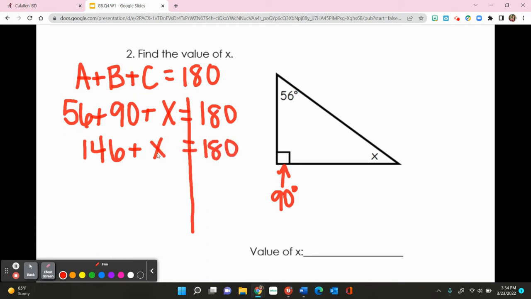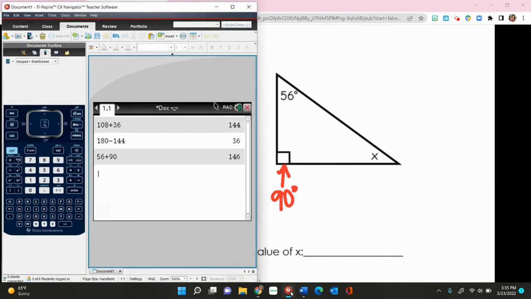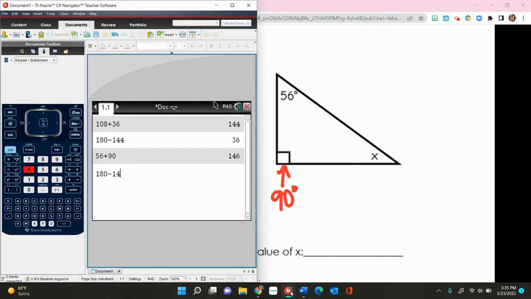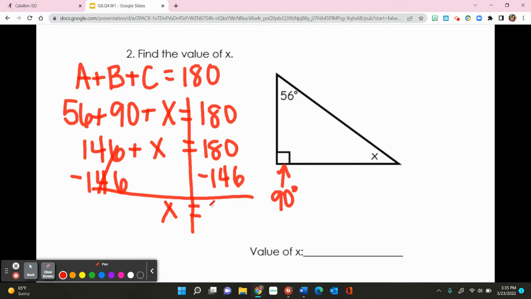Well, now I need to see what's being added or subtracted to x. Right now 146 is being added. So I want to do the opposite, and I'm now going to subtract 146 from both sides. This cancels out. I'm left with x equals 180 minus 146, which is going to give us 34. So here, the value of x is 34. So here, this angle measure is 34 degrees.